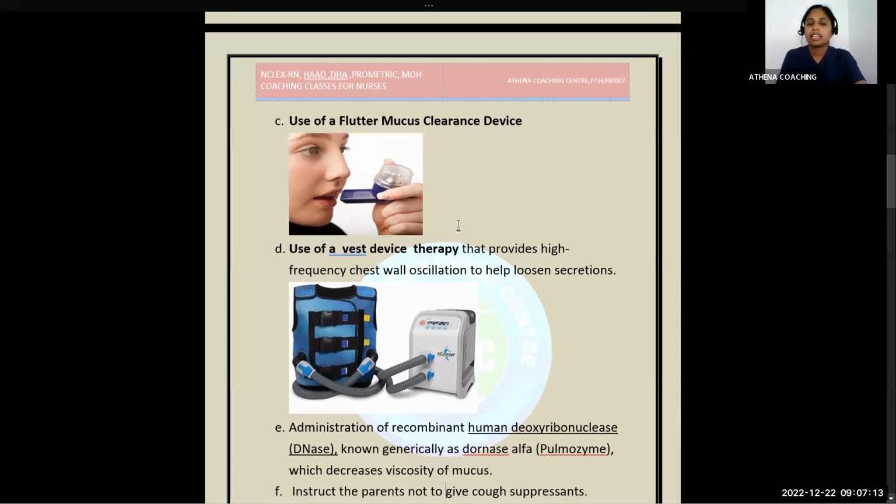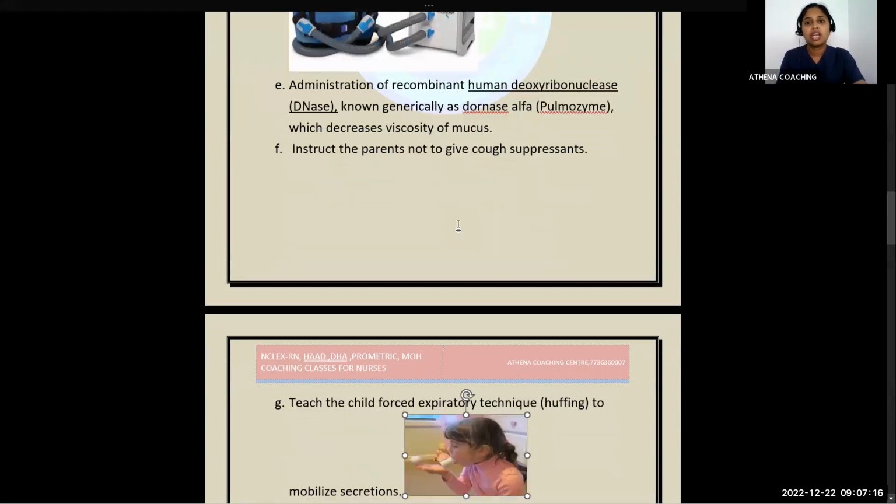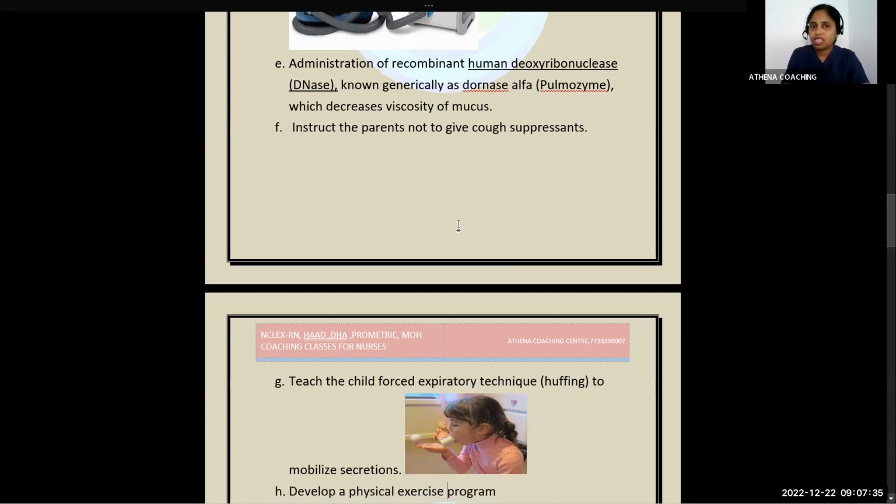Okay, and next you can administer human deoxyribonuclease. This always helps to liquefy the secretions. Okay, normally this acts on the mucus and it will reduce the viscosity of secretions. What is viscosity? It is thickness. So it is reducing the thickness, so it will flow very easily. And when the viscosity is high, obviously that obstructs the flow. Fine. Instruct the parent not to give cough suppressant.